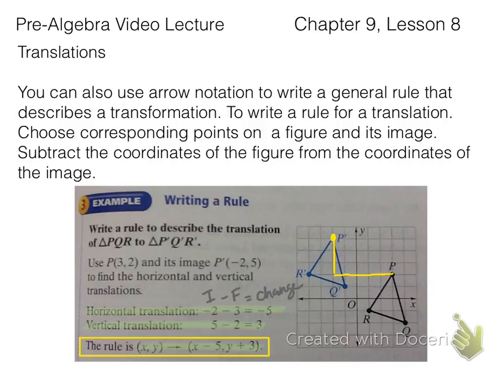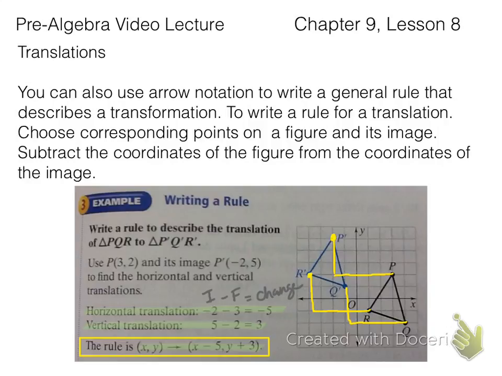So even if I follow the same rule for R, it should work. 1, 2, 3, 4, 5, 1, 2, 3. Check that out. And then the same for Q. 1, 2, 3, 4, 5, and then up 3. It works out, all right? So this rule tells you that no matter where you start on the figure, it should get you to its image by using this rule.